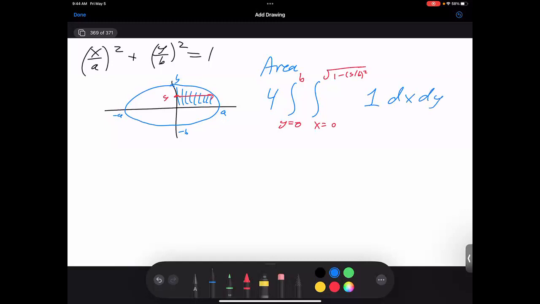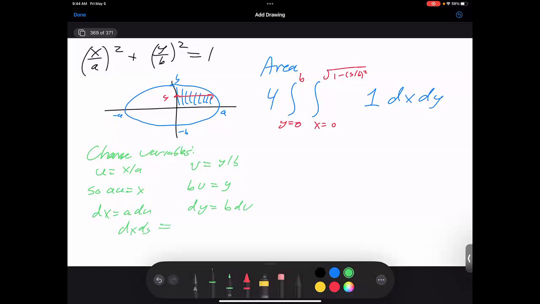So let's change variables. Let's let u equal x over a, and let's let v equal y over b. So au equals x, bv equals y, dx is going to be a du, dy is going to be b dv, and dx dy is going to be ab du dv.